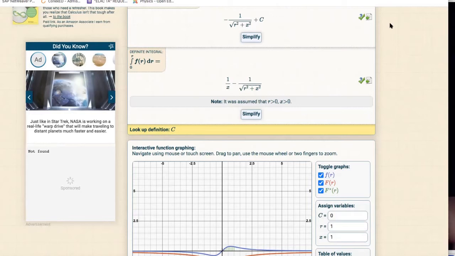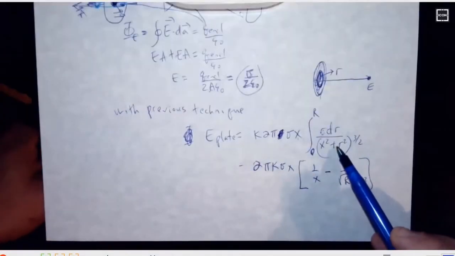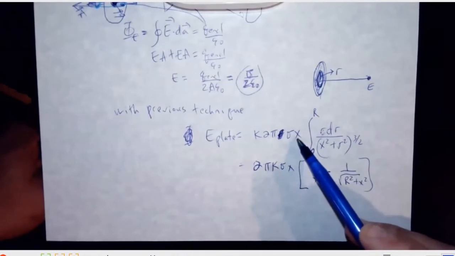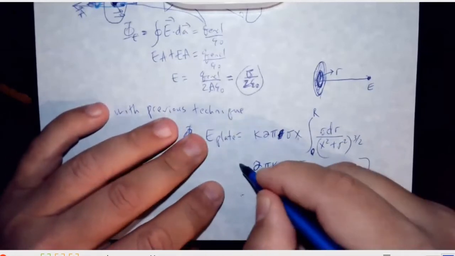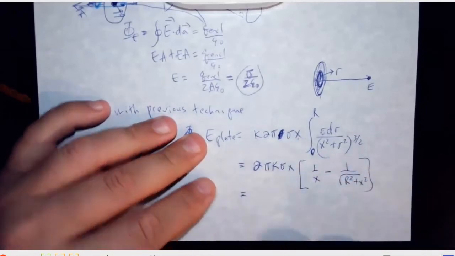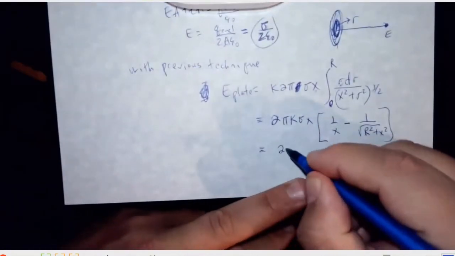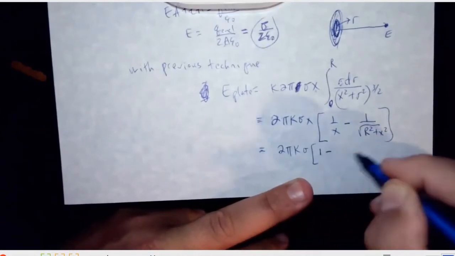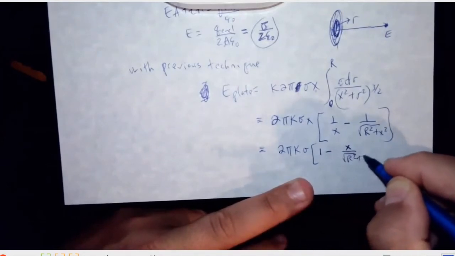R squared plus x squared. Okay, so I wrote the integral result is this, and there's an x outside, then I can distribute the x. Did you put a negative? Oh no, that's not negative. Yeah. I could distribute the x, and I have 2 pi k sigma times 1 minus x over the square root of r squared plus x squared.